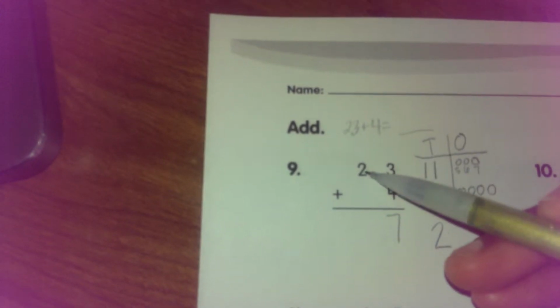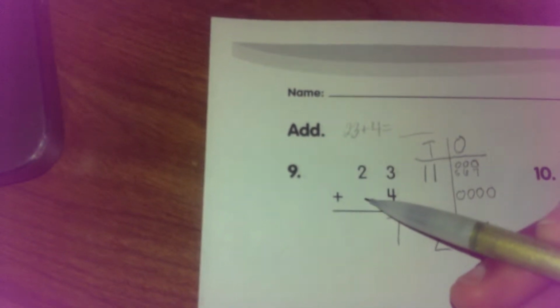Now, I can record on my algorithm here, just like the picture. 3 plus 4 is 7 ones. 2 tens plus 0 tens is 2 tens. So there's my 27.